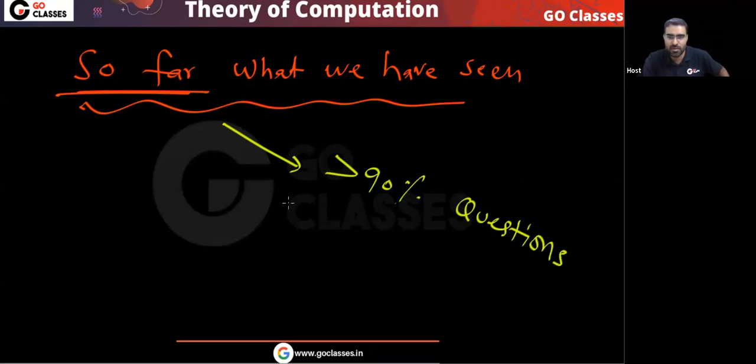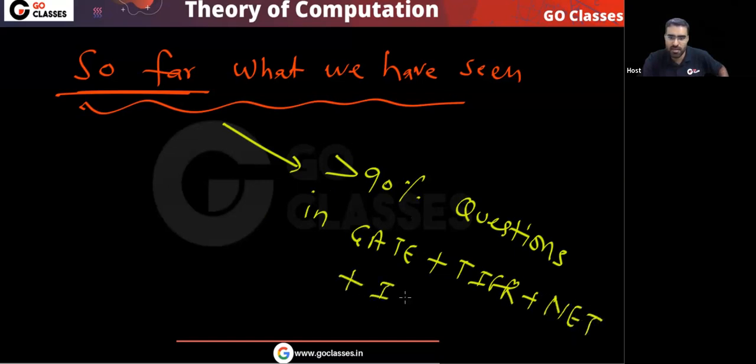More than 90% of questions in the GATE exam, plus the TIFR exam, plus the UGC NET exam, plus the ISRO exam, come from whatever we have seen so far. So if you collect all these exams, more than 90% of questions are from what we have seen. If you stop right now, then most probably whatever question comes, you will be able to solve it.